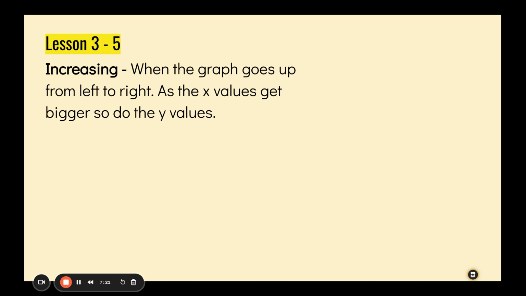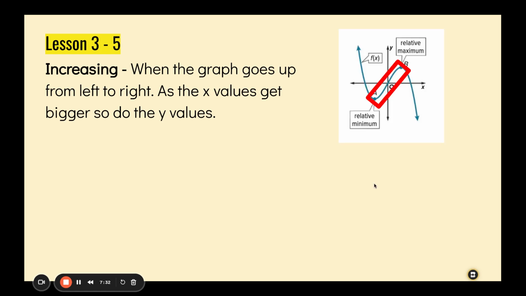Okay, next, increasing. When the graph goes up from left to right, that's super important. As the x value gets bigger, so do the y values. So if I look at this, the x values get bigger from left to right, and the y values here are getting higher and higher. So this part right here is the increasing part.